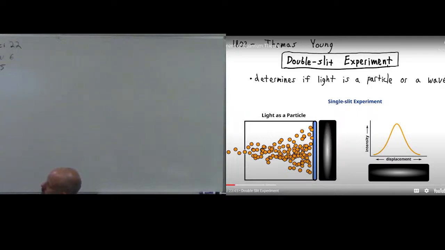This picture you can imagine is a photographic plate, which is picking up the intensity of the light as it falls on it. And if we were to plot that intensity, then we would get a curve kind of like this, where we have a very intense region at the center and then tapering off at the edges.